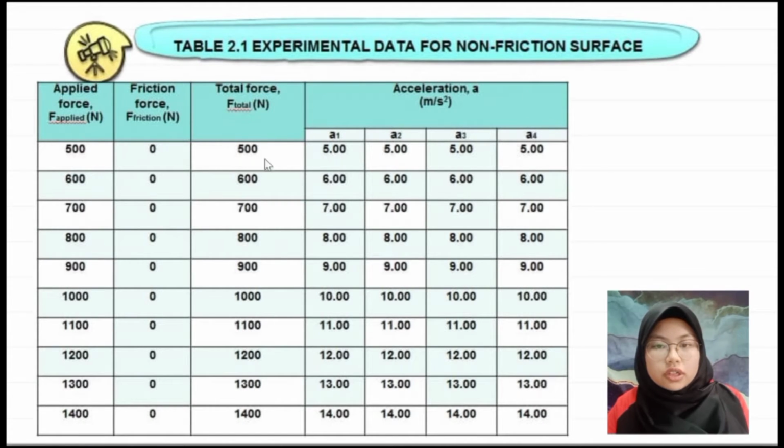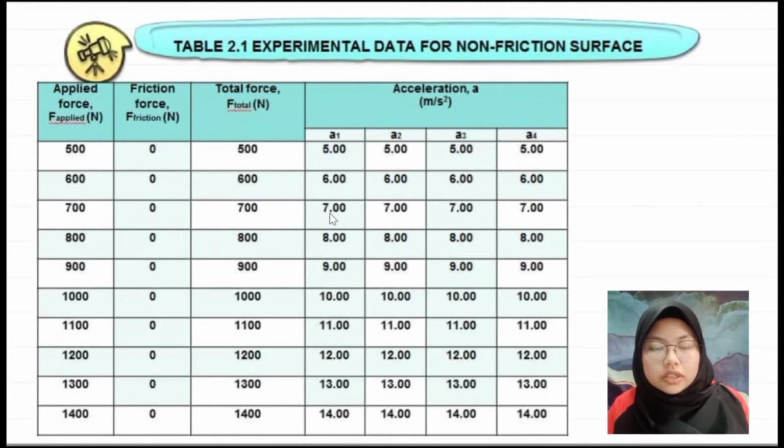will be 500 Newton. The acceleration here will be 5.00 meter per second squared. Here I got it another 3 times and the results were the same, which is 5.00 meter per second squared. This applies for all other data too. Second, we have 600 Newton and the acceleration is 6.00 meter per second squared.